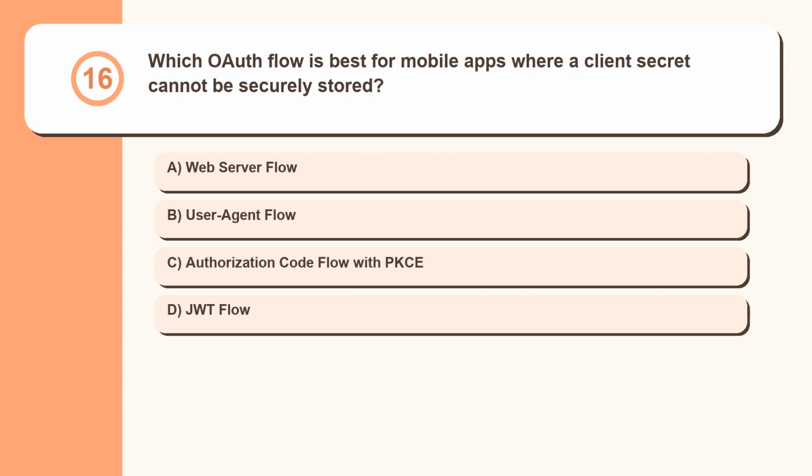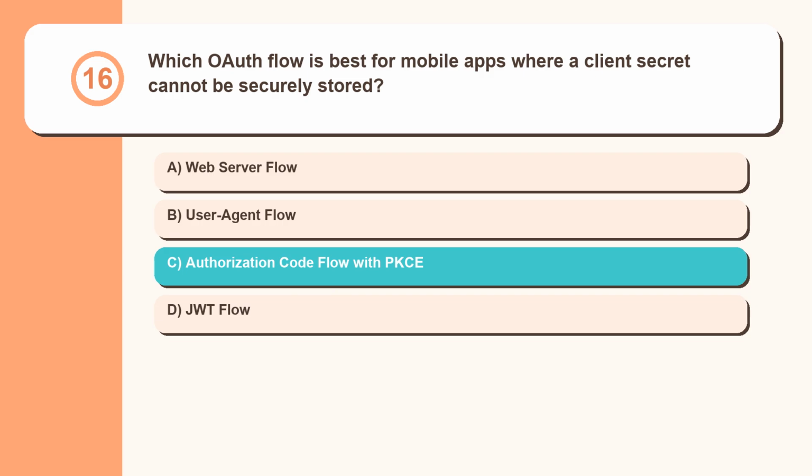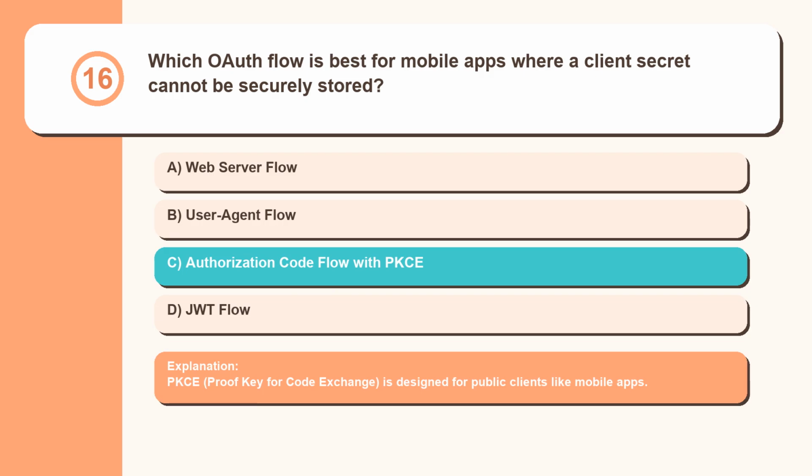Question 16. Which OAuth flow is best for mobile apps where a client secret cannot be securely stored? Web server flow, user agent flow, authorization code flow with PKCE, JWT flow. PKCE, Proof Key for Code Exchange, is designed for public clients like mobile apps.